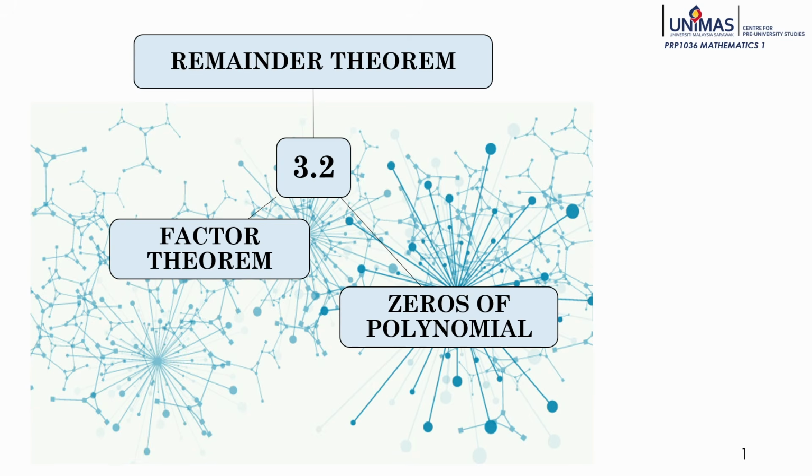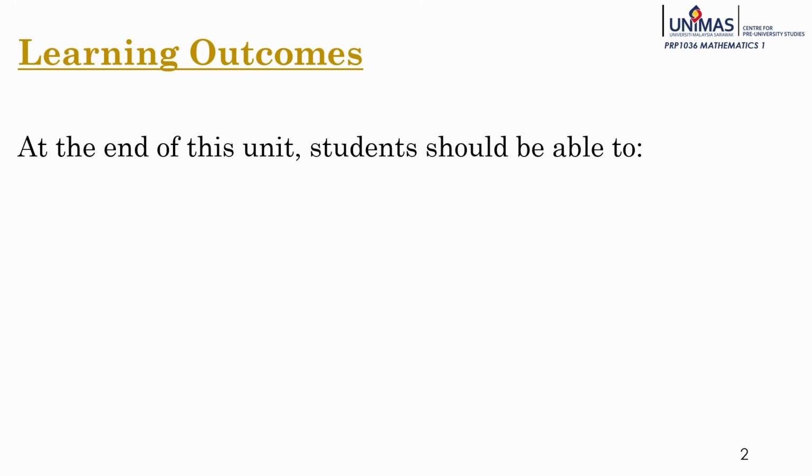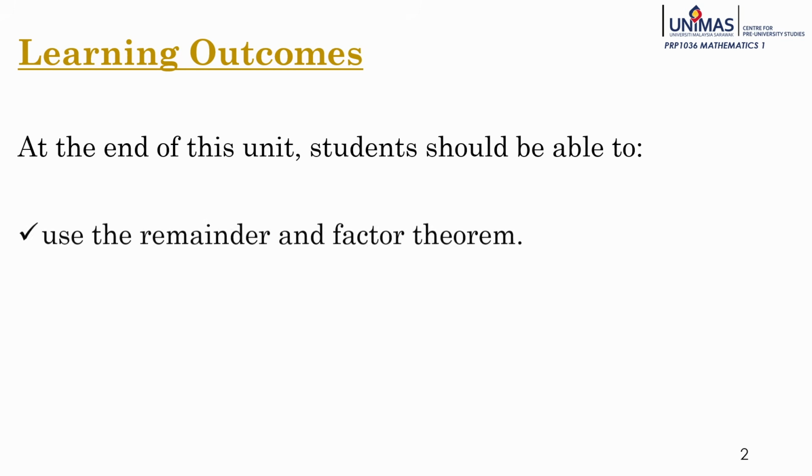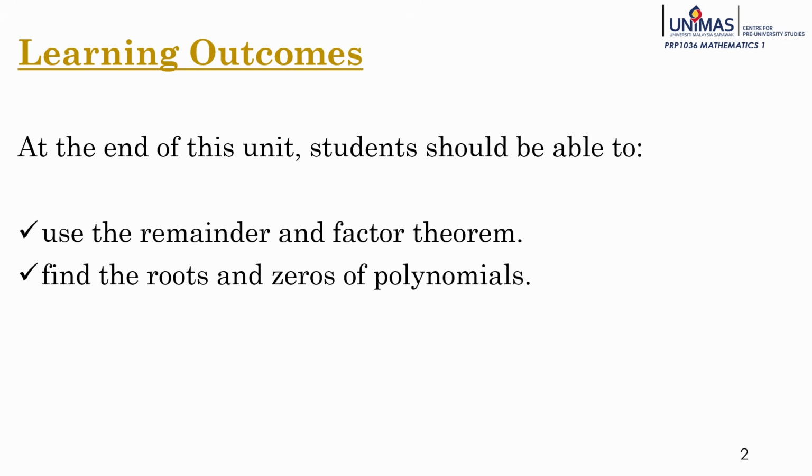Hi. In this session, we learn 3.2. There is the remainder theorem, the factor theorem, and then the last one is the zero of a polynomial. Let's see the learning outcomes for 3.2. At the end of this unit, students should be able to use the remainder and factor theorem, and then find the roots and zeros of a polynomial.